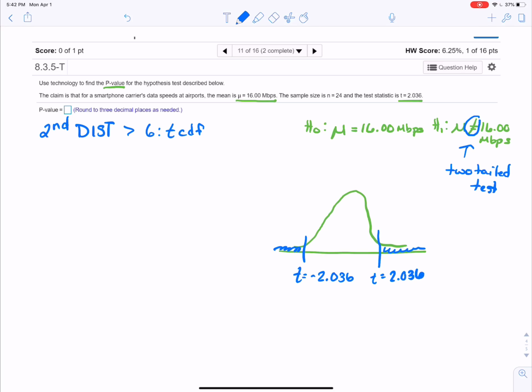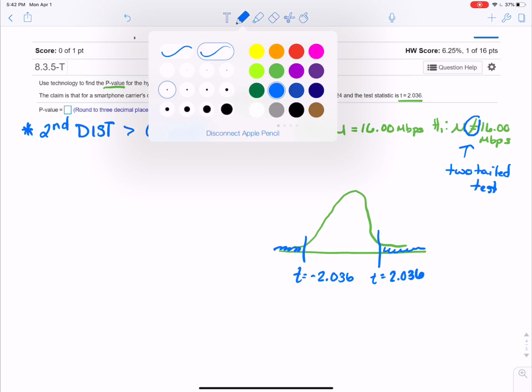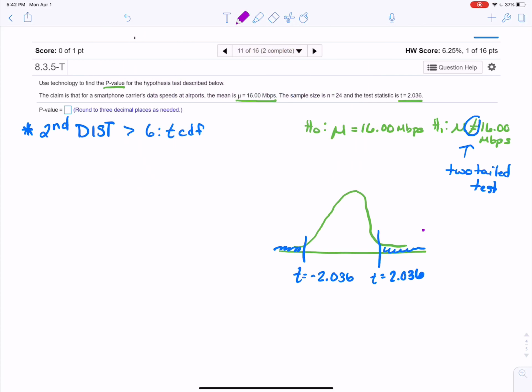2.036. So if we need to find the area from a t distribution, we're going to use this on our calculator. We're going to go to our second distribution, and then option 6, our t CDF. So we're essentially going to do the same thing we did back in chapter 6 with our normal CDF, but with our t distribution. When we do that, they ask us for the lower, the upper, and the degrees of freedom. So I'm going to focus in on this right-hand side because it's what they give me in the problem.